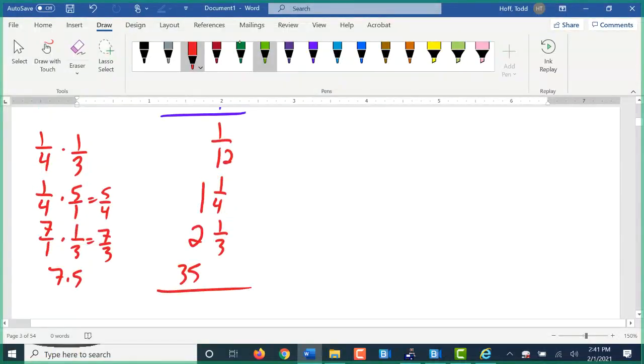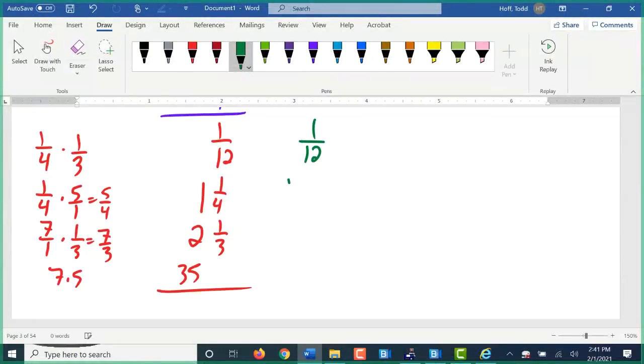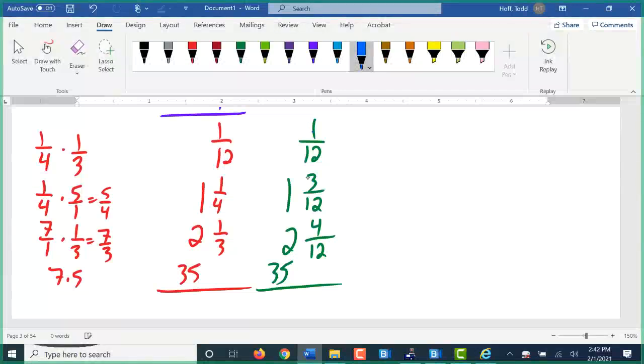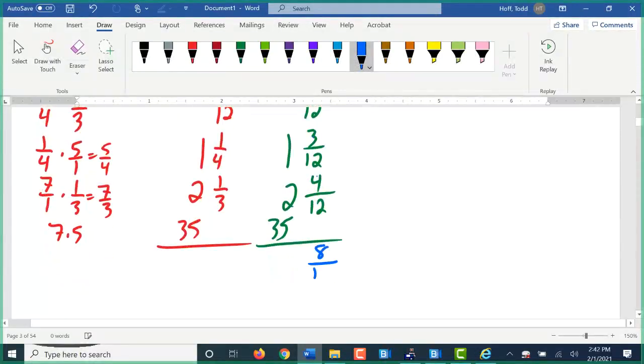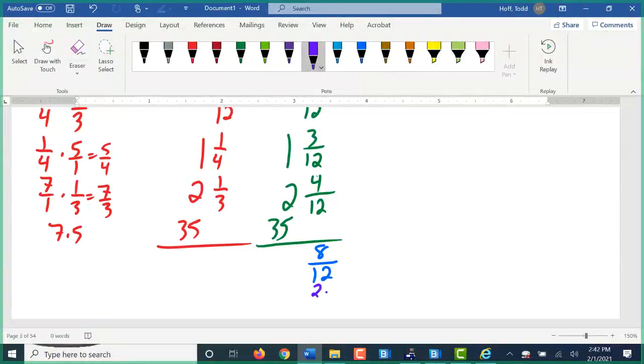Well, I have to combine all these, which means I need a common denominator for all of them, which is going to be 12. So this stays 1/12. 1 and 1/4 becomes how many 12ths? 1 and 3/12, right? Yep. 2 and 1/3 becomes 2 and 4/12. Then we got 35. So we got 1, 3, and 4 add up to 8/12. Well, 8/12 reduces to 2/3. Both divide by 4, right? We got 1, 2, and 5 is 8, and 3, 38 2/3. That's what we got up here.